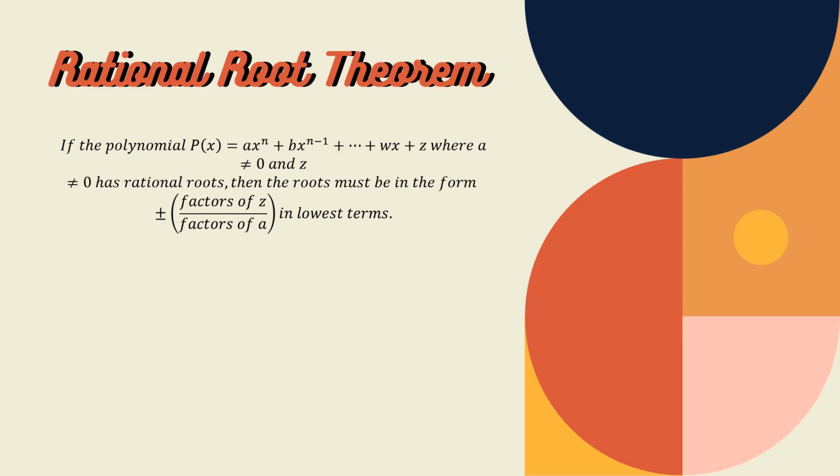If the polynomial p of x is equal to a x to the n plus b x raised to n minus 1 plus and so on, plus c, where a is not equal to 0 and c is not equal to 0, has rational roots, then the roots must be in the form plus or minus factors of c all over factors of a in lowest terms.